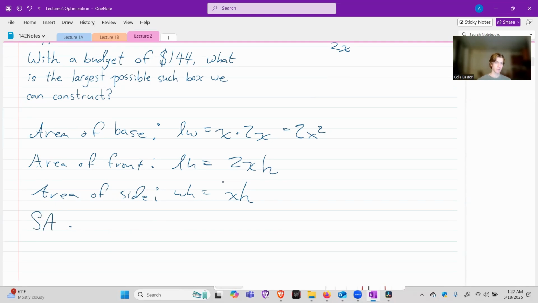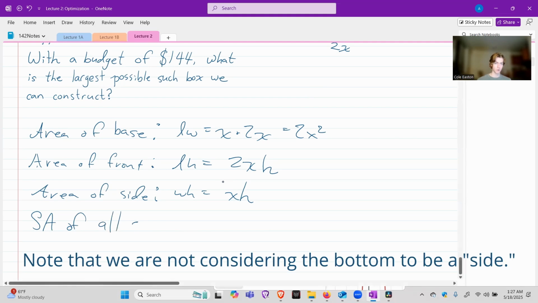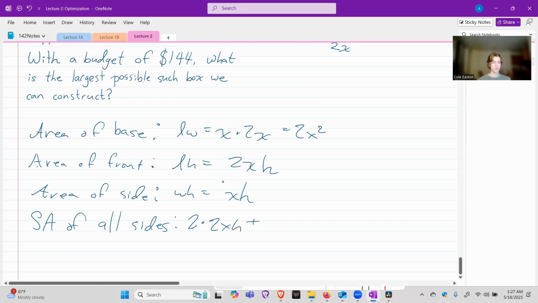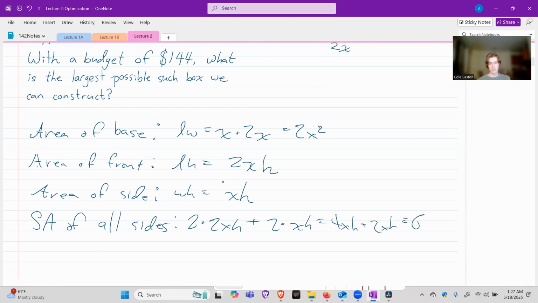So now let's figure out the total surface area of the sides of the box. So surface area of all sides. We have two sides that look like the front, so 2 times 2xh. And then we have two sides that look like the left or the right, so 2 times xh. So that is 4xh plus 2xh, so that is 6xh.